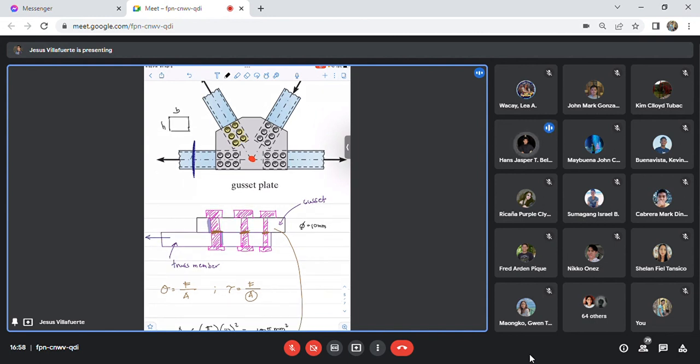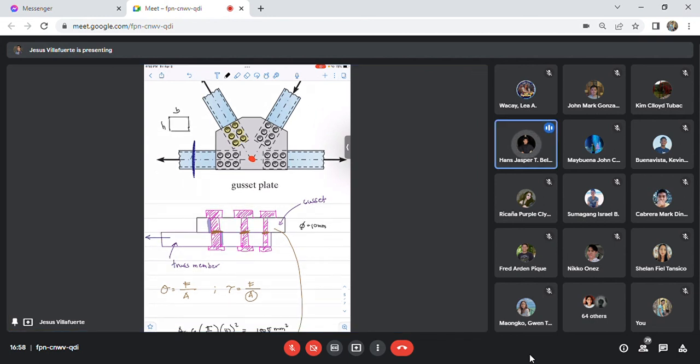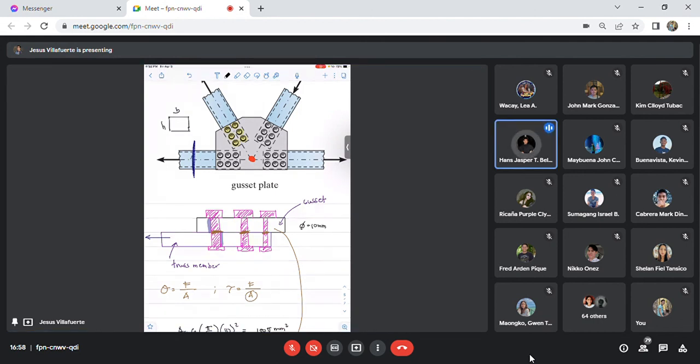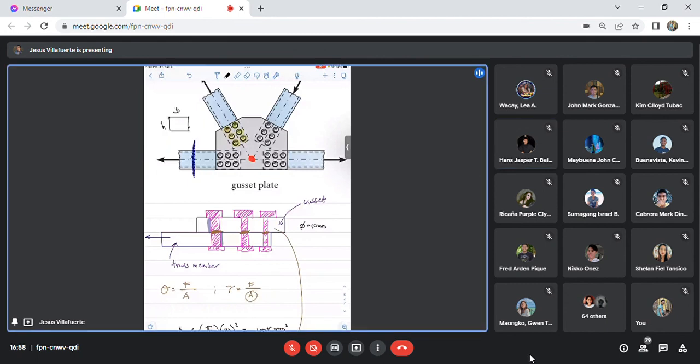Ang gusset plate sir, dili na siya doble, like back to back sa pikas pod? Depende, depende sa detail. If duha sir, mag times 2 na pod mi sir. Yes, mag times 2 na po ka.